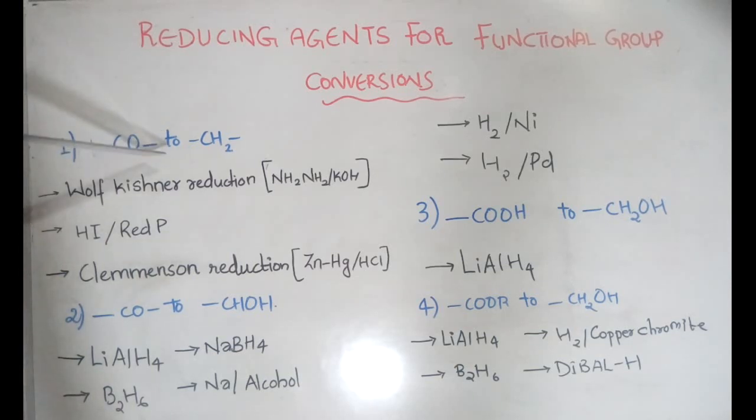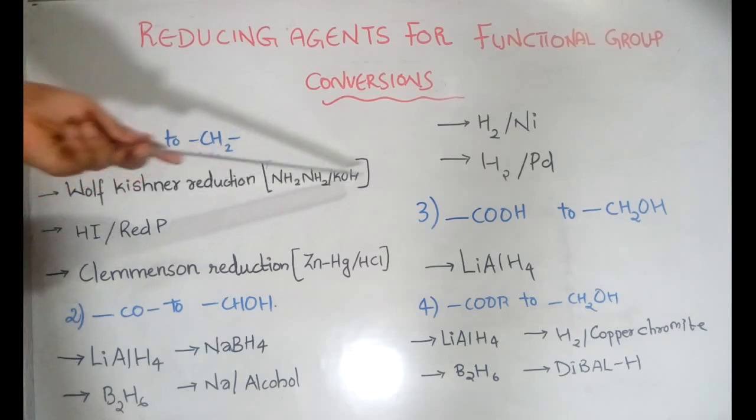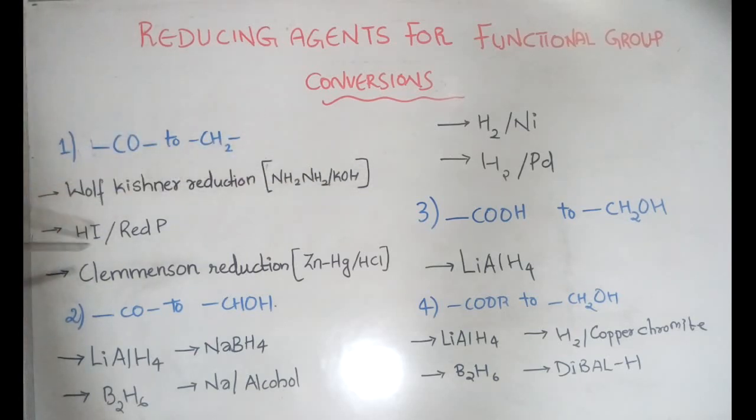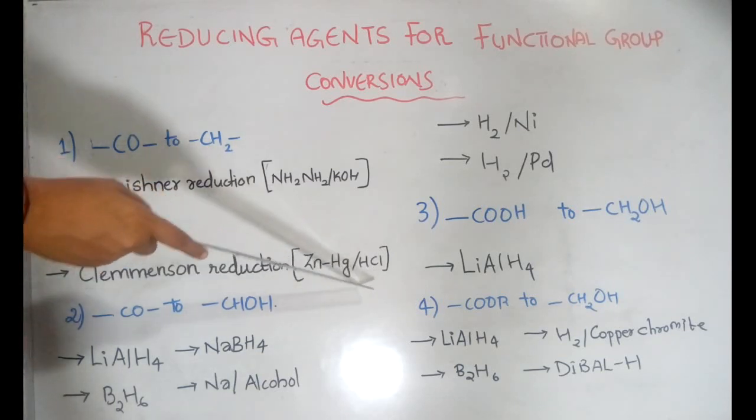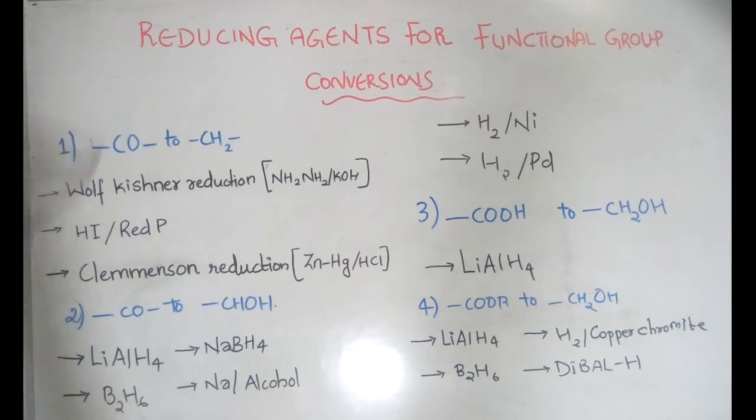So first of all, our conversion is C=O to CH2, that is ketones or aldehydes. They will be converted into normal hydrocarbons, that is alkanes. So first of this is Wolff-Kishner reduction, which has the reagents NH2NH2 and KOH. Then the second will be hydrogen iodide and red phosphorus. And the third one will be Clemmensen reduction, which is the zinc amalgam with, actually it is concentrated hydrochloric acid. So these three are the major reactions which result in the conversion of C=O to CH2.